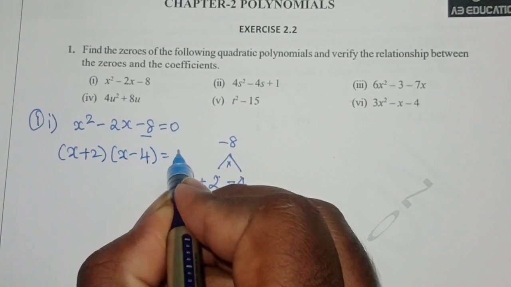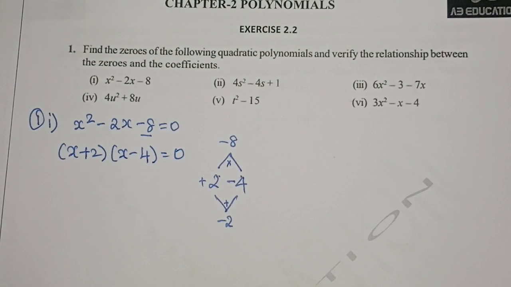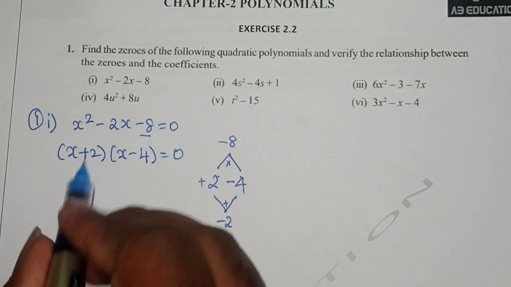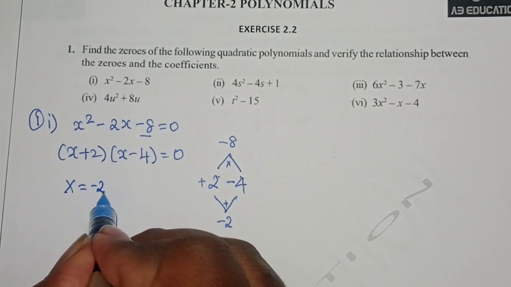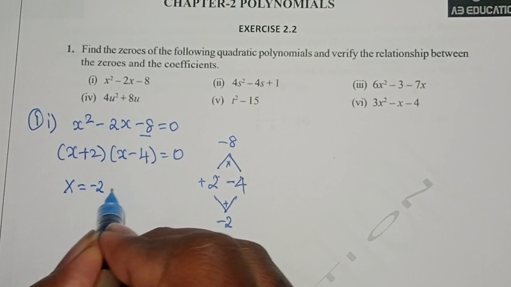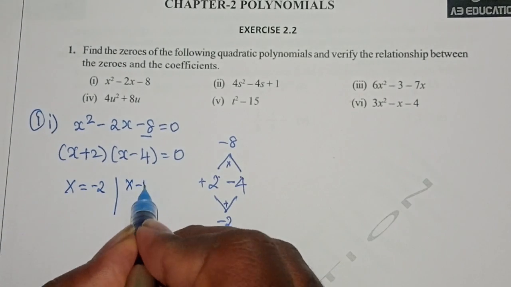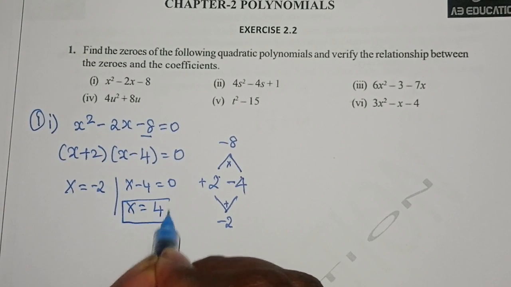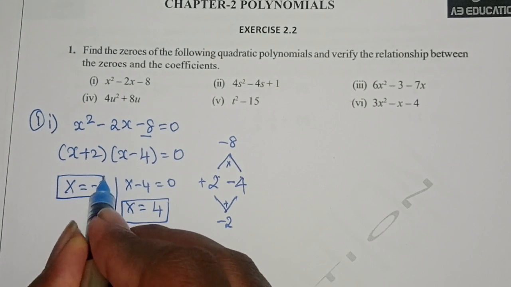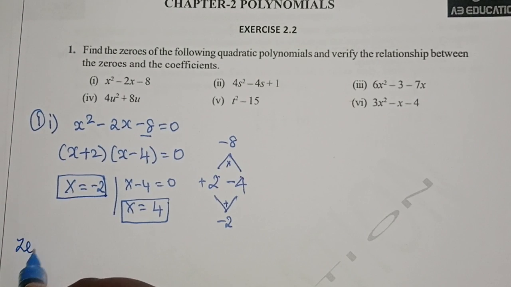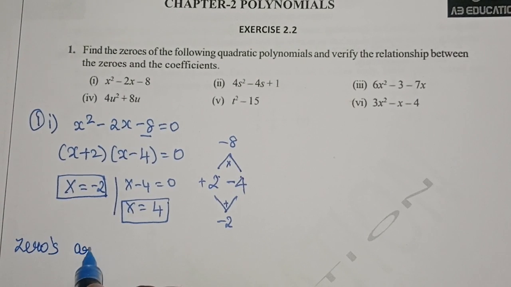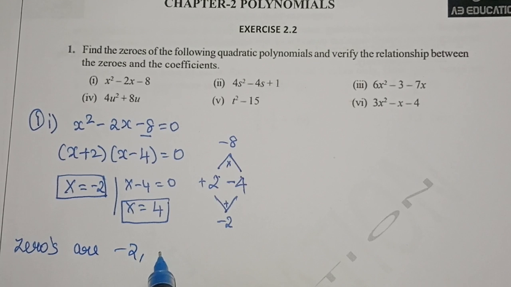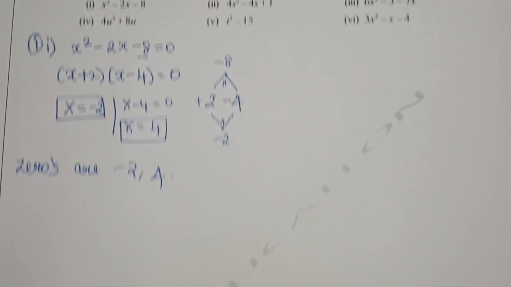Don't worry, it will be easy when you practice more sums. Therefore x is equal to minus 2. By solving the other factor equal to 0, x is equal to 4. Therefore the zeros are minus 2 and 4. Okay, we got this.